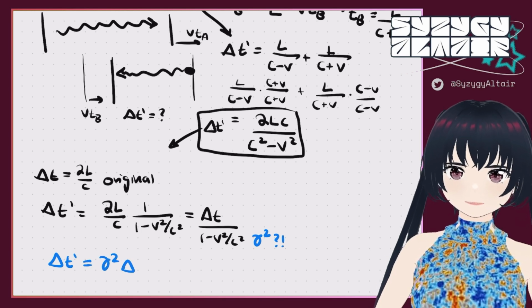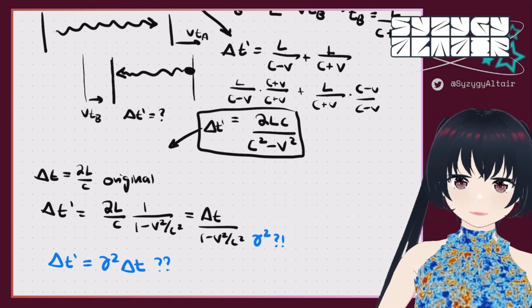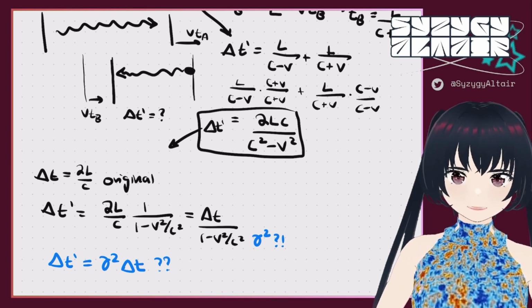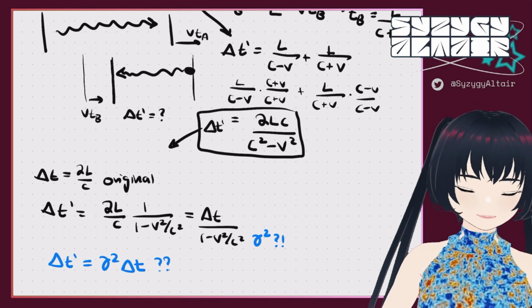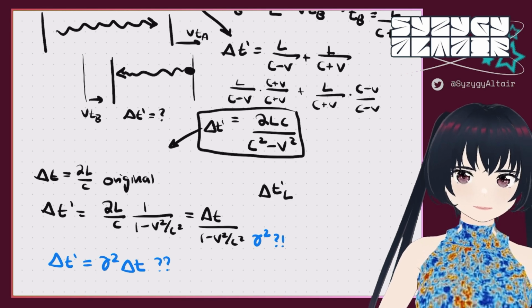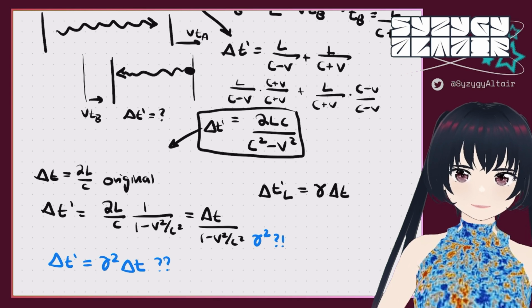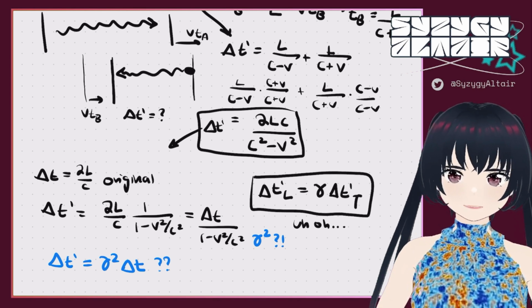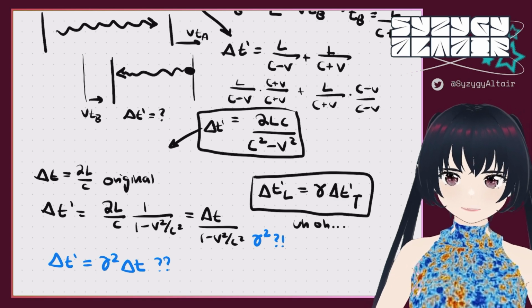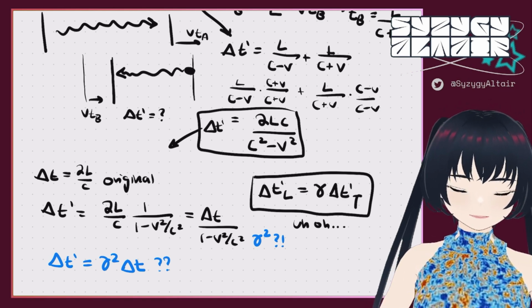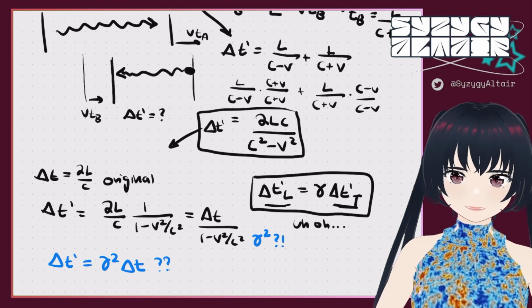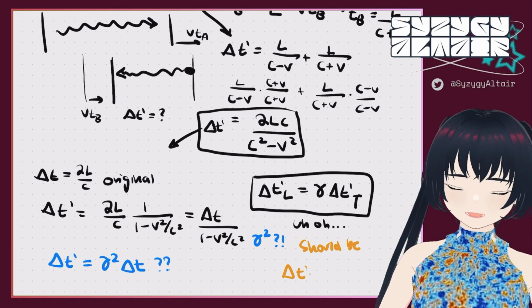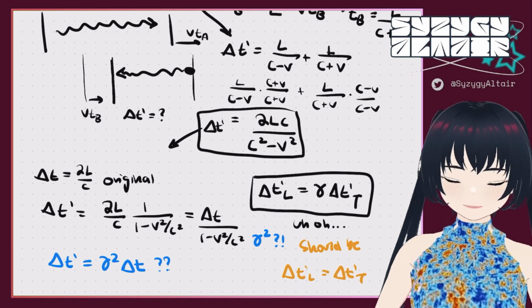What's going on? Well, if we compare this to our result from the transverse clock, we get that the delta t prime of the longitudinal clock, which I denote here with the subscript L, is equal to gamma times delta t prime of the transverse clock. So this contradicts Einstein's first postulate, which states that we should expect delta t of the longitudinal clock to equal the delta t of the transverse clock. Rotating the clock technically shouldn't make any difference.